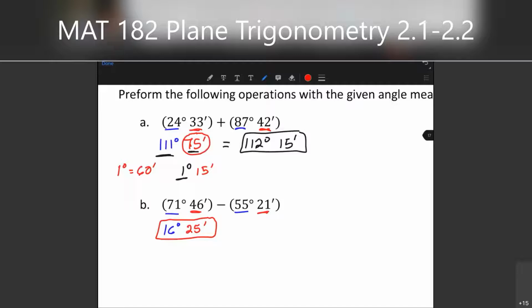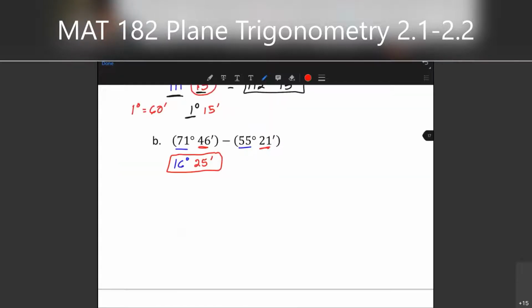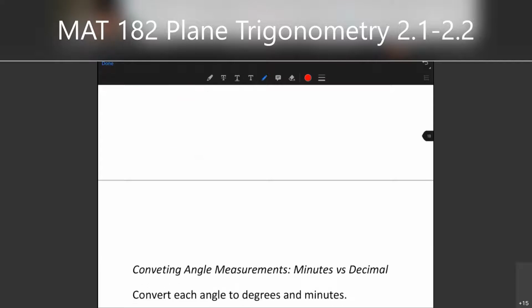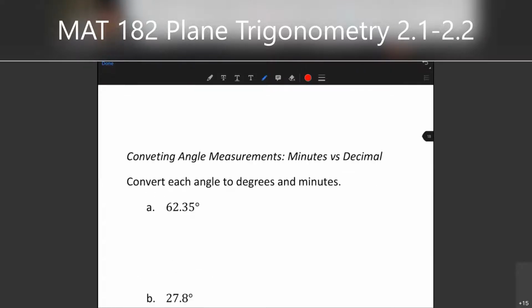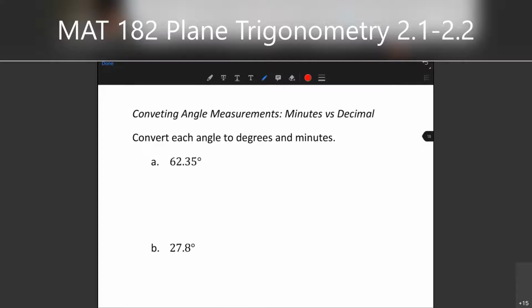So let's take a look at the next section. We're going to be doing some conversions. And again, this conversion is going to be helpful for us in this next section, 1 degree to 60 minutes. All right, so we're going to be converting angle measures from decimals to degrees and minutes. So we'll start with the decimal and go to the degrees and minutes. I'll do one example here and I'll have you guys try one.